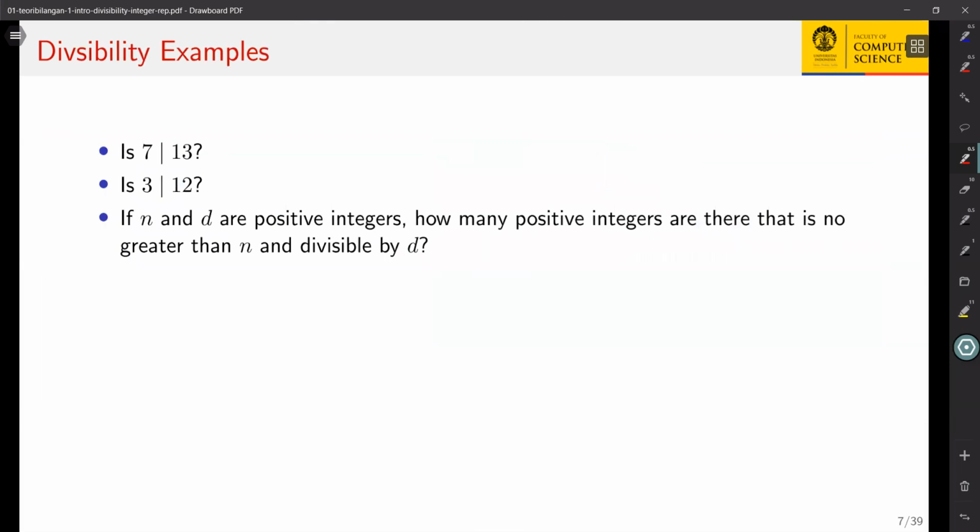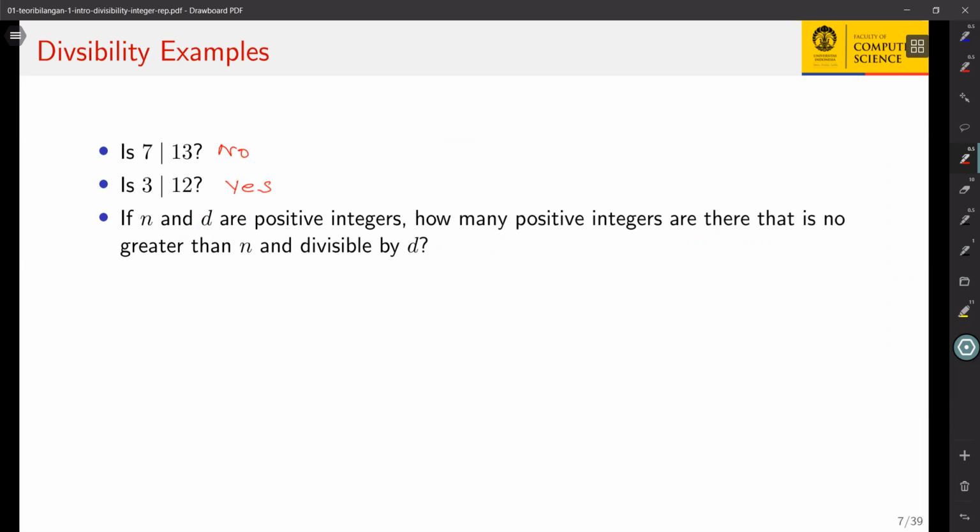Now, here are a few examples. So let me ask a question. Does 7 divide 13? This would be easy. The answer is? No, sir. No, right. So how about 3? Does 3 divide 12? Yes, sir. Yes, great.